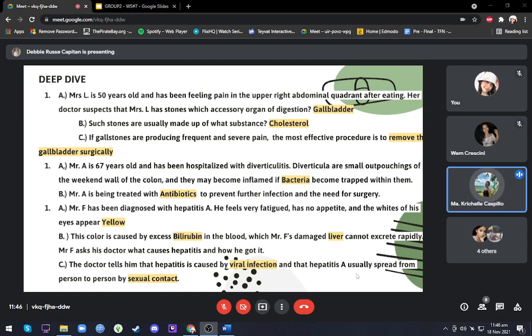Mr. F has been diagnosed with hepatitis A. He feels very fatigued, has no appetite, and the whites of his eyes appear yellow. This color is caused by excess bilirubin in the blood, which Mr. F's damaged liver cannot excrete rapidly. Mr. F asks his doctor what causes hepatitis and how he got it. The doctor tells him that hepatitis is caused by a viral infection and that hepatitis A is usually spread from person to person by sexual contact. Next.